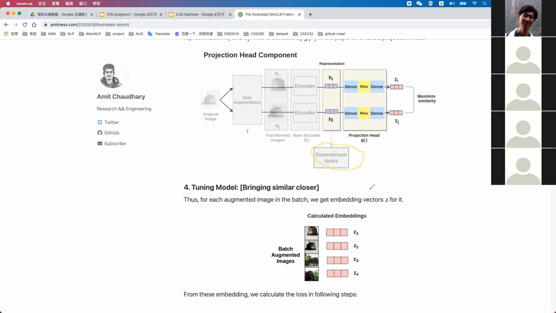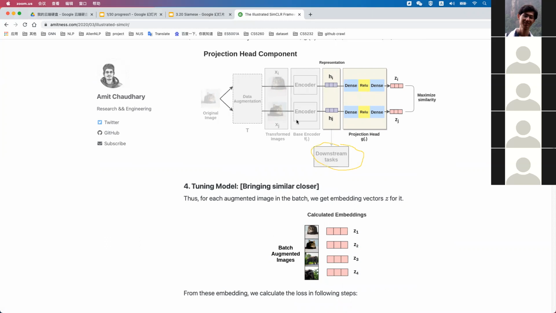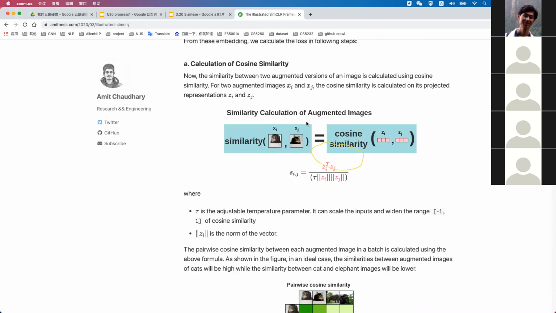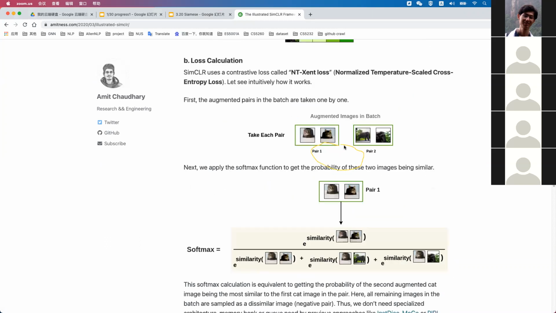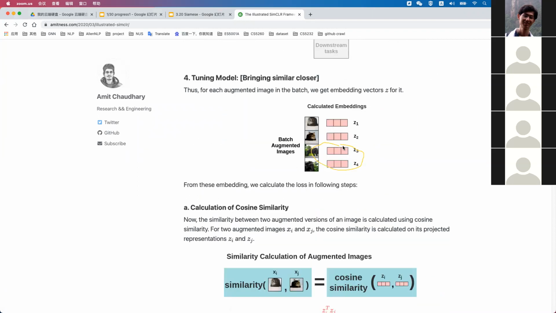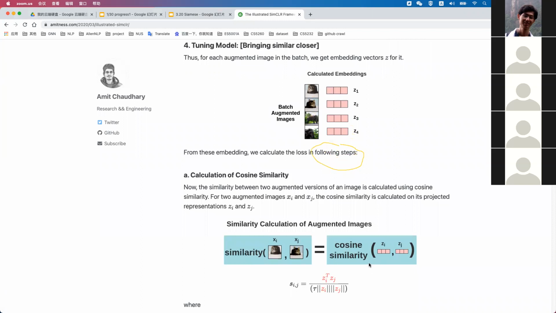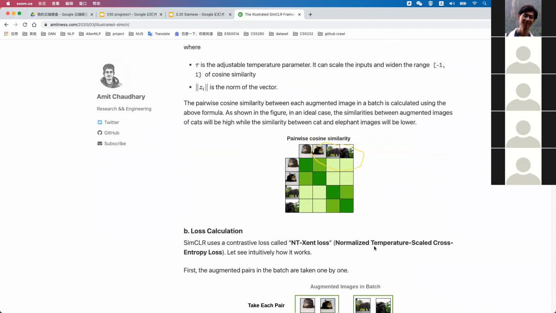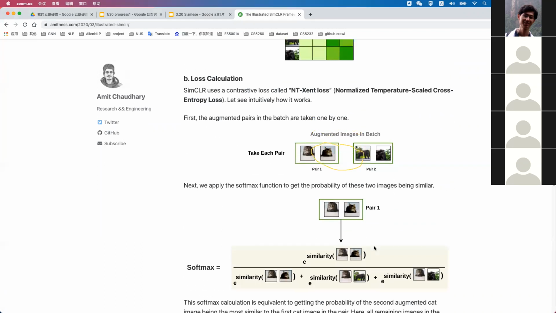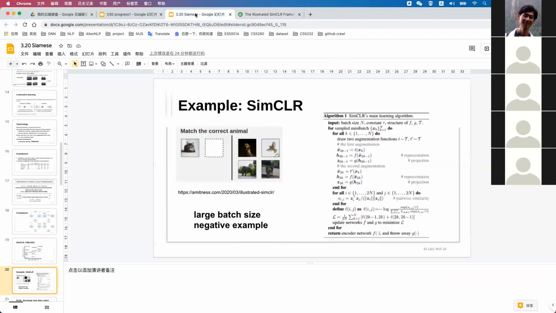Okay, so do you have any more questions for the CMCR model? For the similarity, it just uses cosine. He used the cosine similarity, not the contrastive loss. He used the cosine similarity, and here is the loss, how to compute the loss function. It's not important.